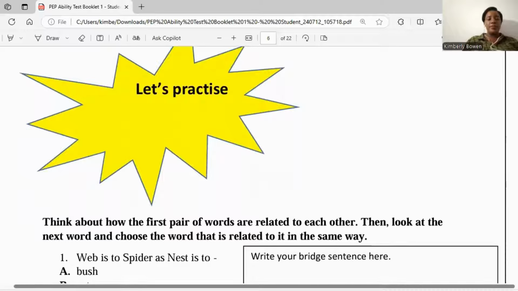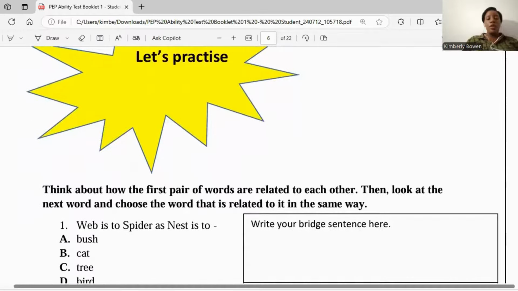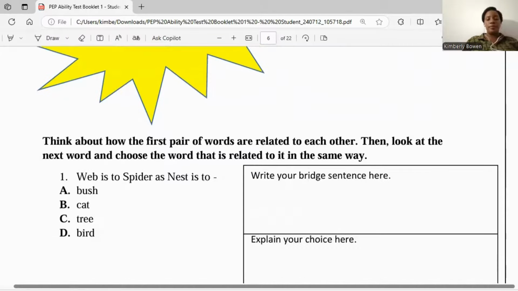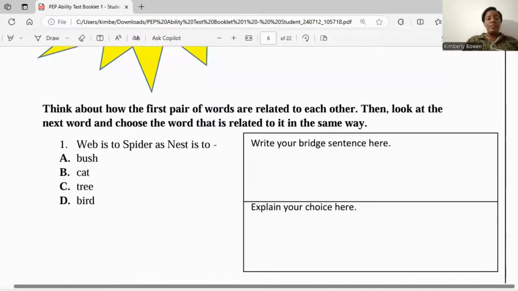Let's continue to practice. Think about how the first pair of words are related to each other. Then look at the next word and choose the word that is related to it in the same way. Web is to spider as nest is to. First, we're going to be writing our bridge sentence. What is the relationship between web and spider? If you say that a spider lives in a web, then you are correct.